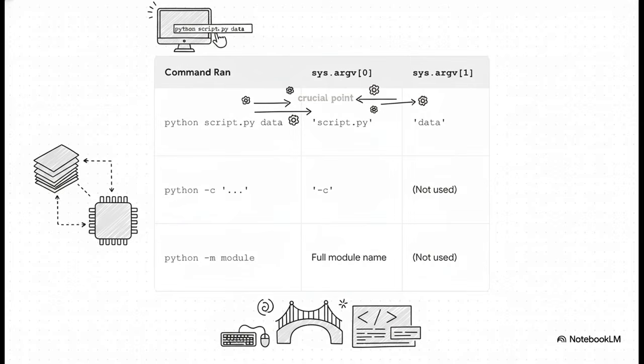So let's see how this actually works. Look at that first row. If you run python script.py data, the very first item in the list, which we call sys.argv[0], is always the name of the script itself, script.py. The next item, sys.argv[1], is that extra word we added, data. This is exactly how a script can open a specific file you tell it to, or take in options. It's the bridge between your terminal command and your code.